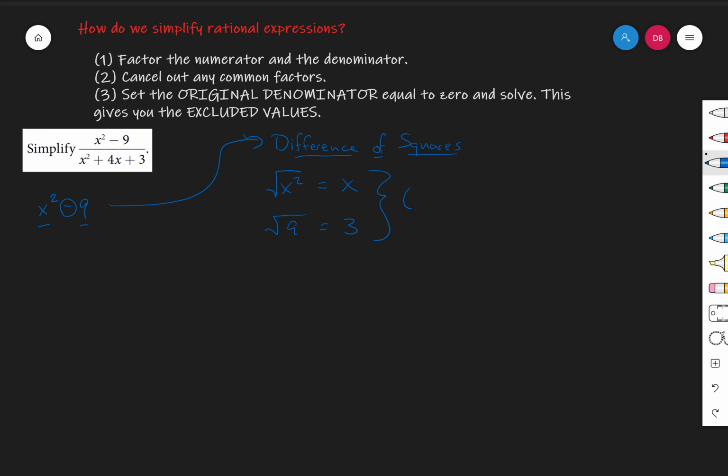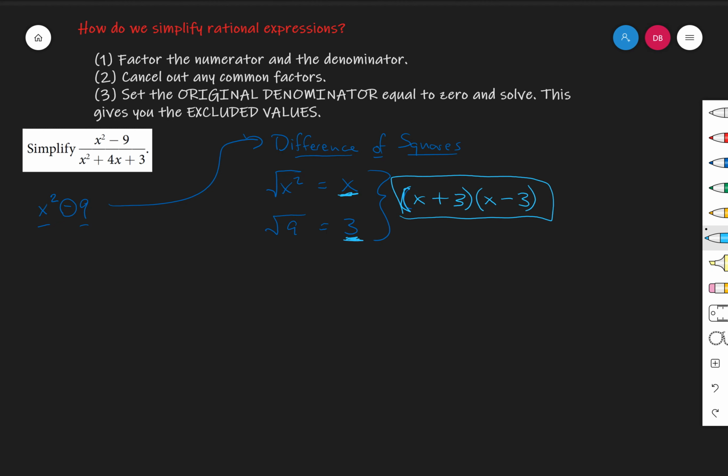Let me try to do this in a different color just to clarify. The first plus the second times the first minus the second answer we got. So that's how that factors out. So there's our factorization of x squared minus 9.